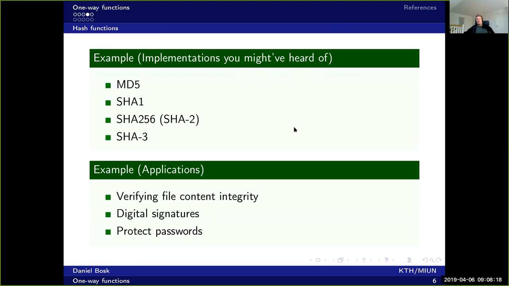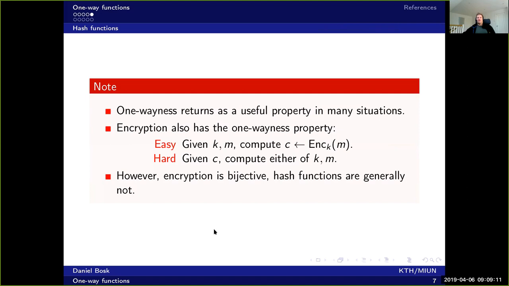So there are various implementations of these hash functions. You might have heard of some of them, like MD5, SHA-1, SHA-256, and SHA-3. MD5 is totally broken, so it's definitely not a one-way function. SHA-1 has some attacks, but it's not completely broken, but it should not be used. But SHA-256 and SHA-3 are perfectly fine.